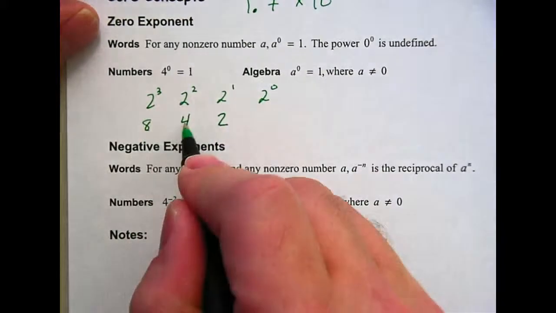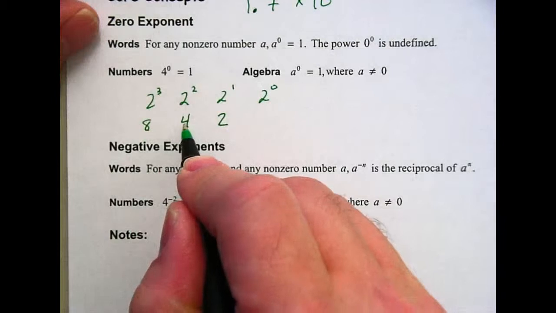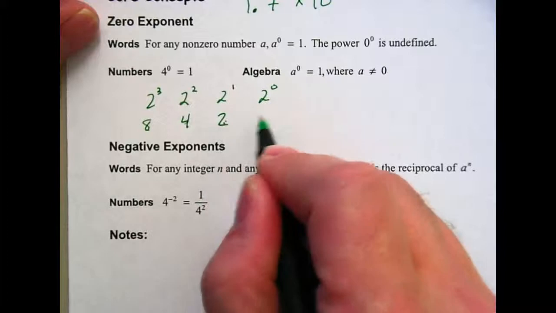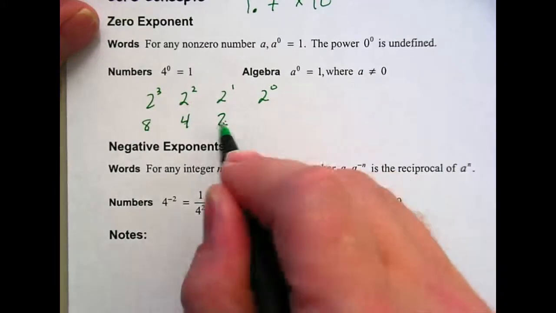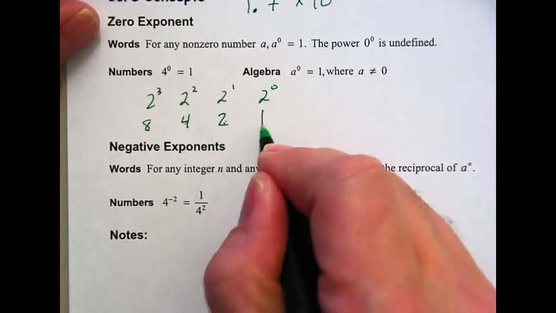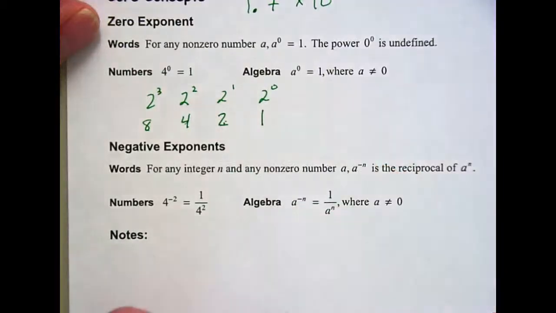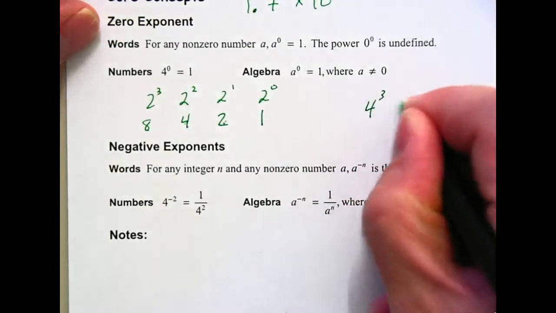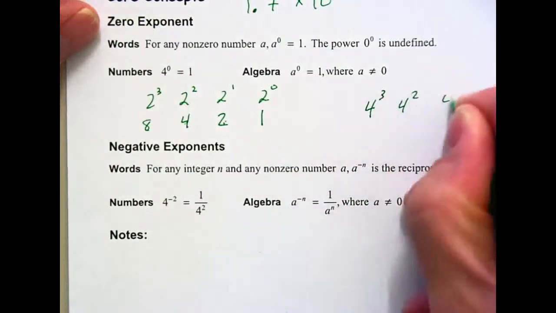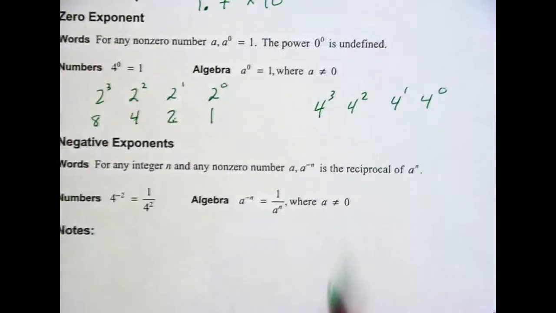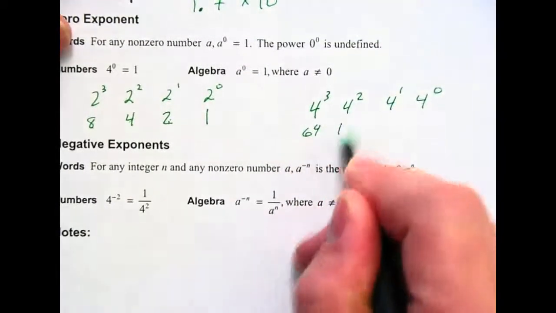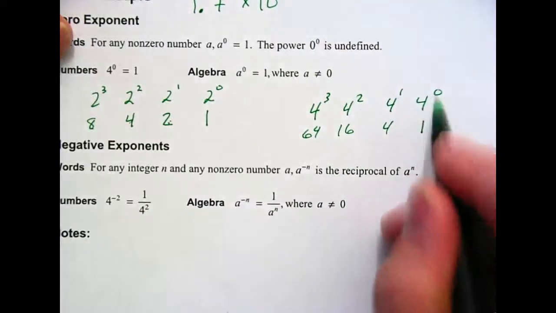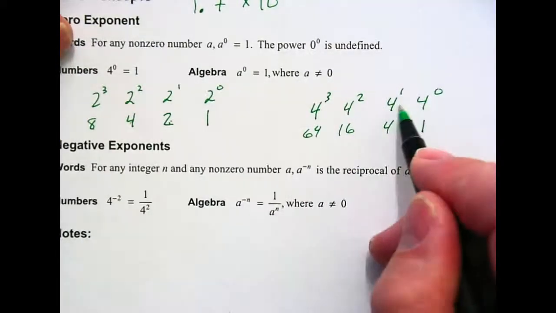How do I get from 8 to 4? Divide by 2. How do I get from 4 to 2? Divide by 2. How do I get 2 to here? Divide by 2. What's 2 divided by 2? 1. Anything to the 0 is 1. That pattern works every time. If I did the same thing with 4 to the third, 4 squared, 4 to the first, and 4 to the 0, I'd go through that same process. This is 64. This is 16. This is 4. I keep dividing by 4. 4 divided by 4 is 1. Anything to the 0 is 1. Anything to the first is itself.